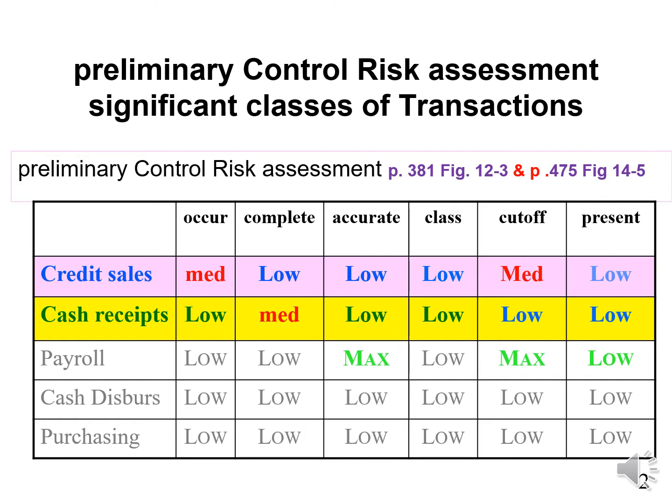A couple of things. One thing that this slide is trying to show is that assessing control risk as low is not as easy as it sounds. So for each significant class of transactions, we're going to have to assess control risk for each and every objective. In our case, the objectives, we link them to the assertions. So in this little example, we've got 5 significant classes of transactions. That means we're going to have 30 preliminary assessments of control risk.